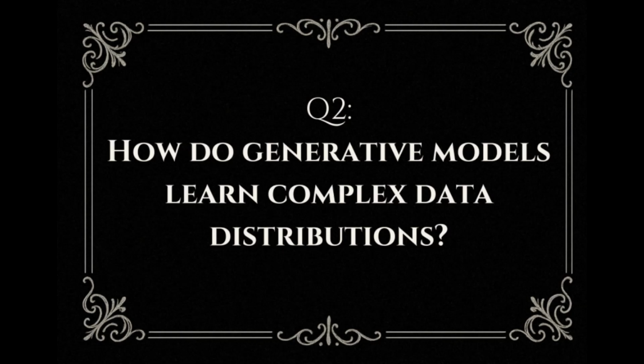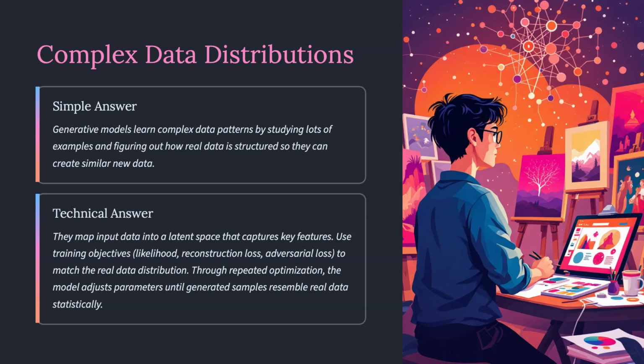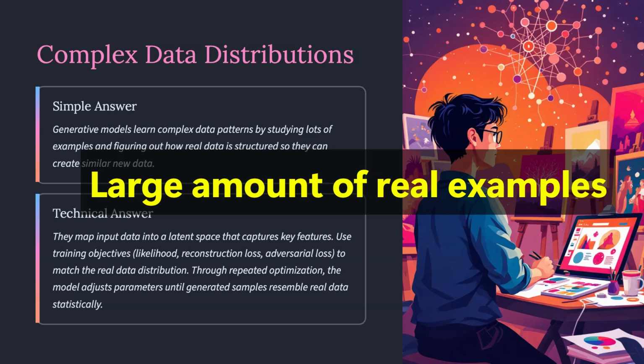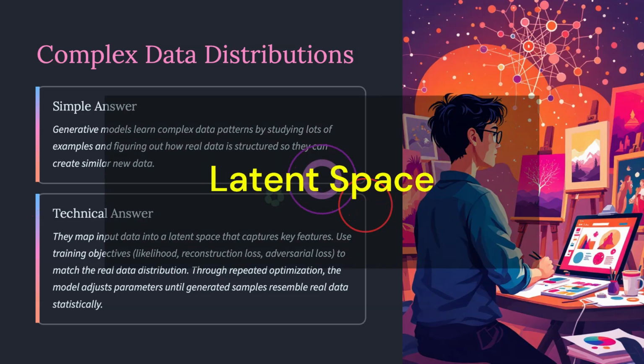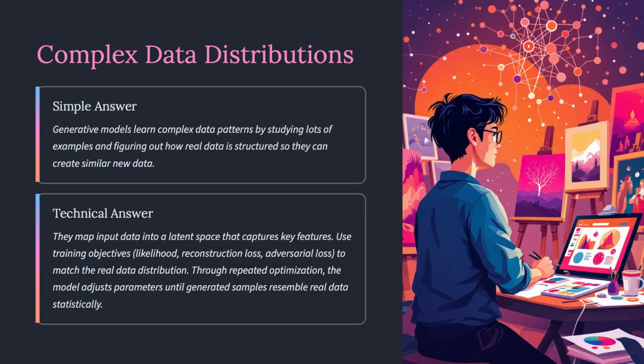How do generative models learn complex data distributions? Generative models learn complex data distributions by studying large amounts of real examples and discovering the patterns that define them. In simple terms, they learn how real data is structured so they can create new samples that look or sound similar.